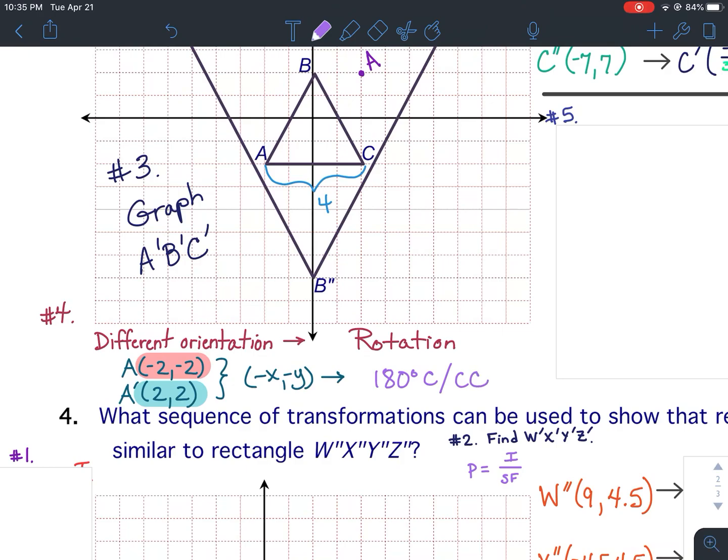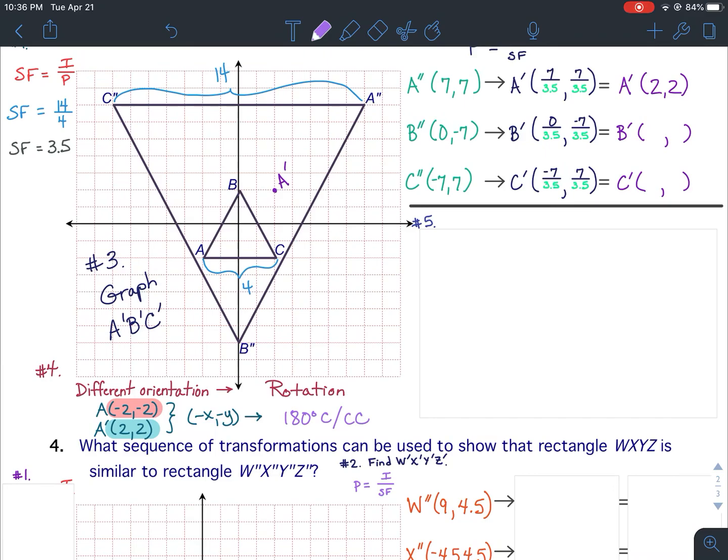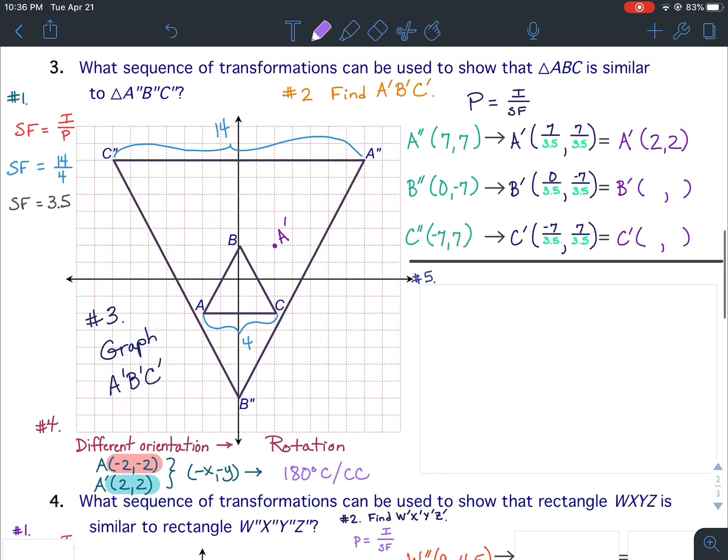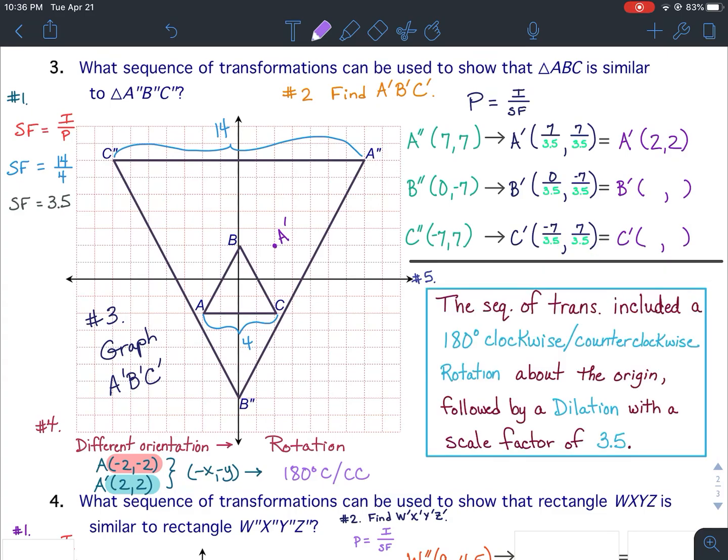All right, so what was the sequence of transformations that occurred in question number 3? Well, the sequence included a rotation of 180 degrees clockwise/counterclockwise about the origin, followed by a dilation with a scale factor of 3.5. Again, yes, you must include about the origin.